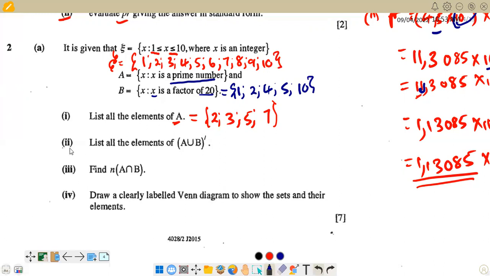So for us to have the elements of A union B complement, take note there's a complement here, means not part of this, so it's not part of A union B. So what are we going to do?